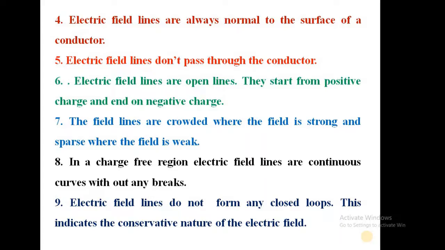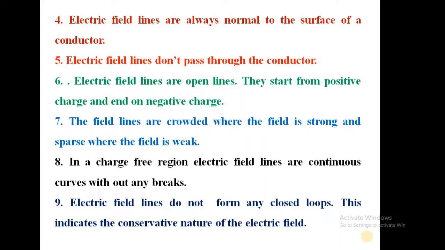If the field lines are crowded, the field is strong, and they are sparse where the field is weak. If the field is strong, the electric field lines are very close to each other. That means crowded. If the field is weak, the electric field lines are away from each other. That means sparse.